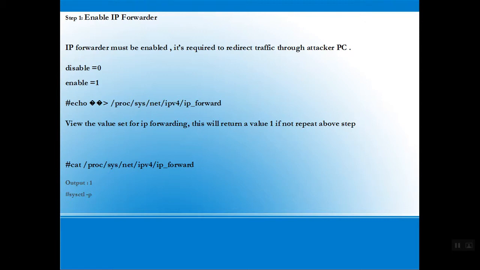Step 1. Enable IP forwarding. IP forwarding must be enabled. It is required to redirect traffic through the attacker PC. Disable is set to 0 and enable is set to 1. Echo 1 to /proc/sys/net/ipv4/ip_forward. View the value set for IP forwarding. This will return a value of 1; if not, repeat the above step.